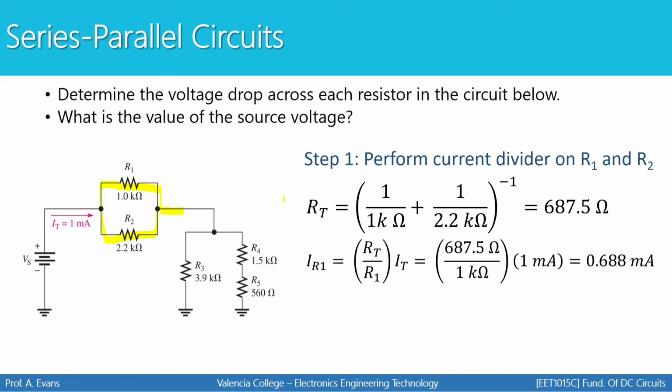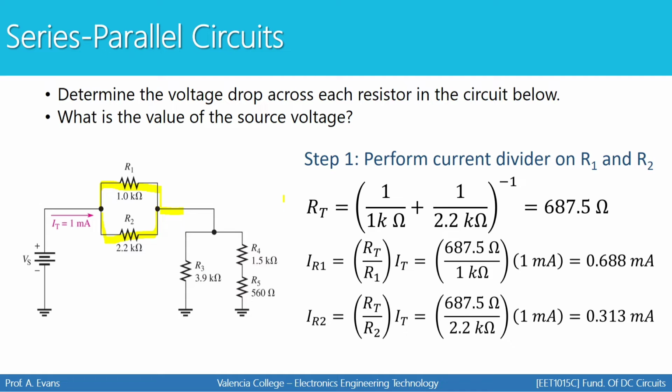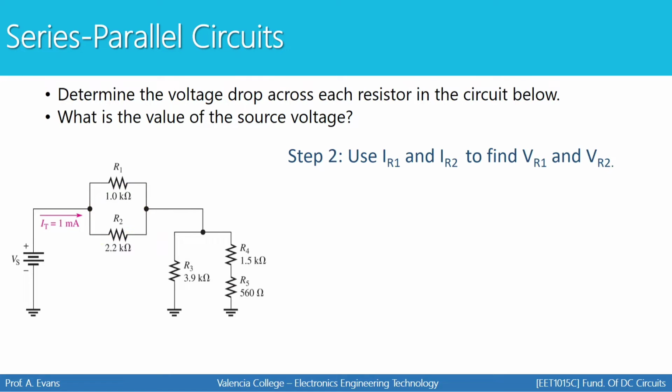Now I can set up my general current divider formula to find the current through R1 and the current through R2. Keep in mind, if I add these two values up, I get something really close to 1 milliamp. Now that I know the current through R1 and the current through R2, I can simply use Ohm's Law to find the voltage for R1 and the voltage for R2.